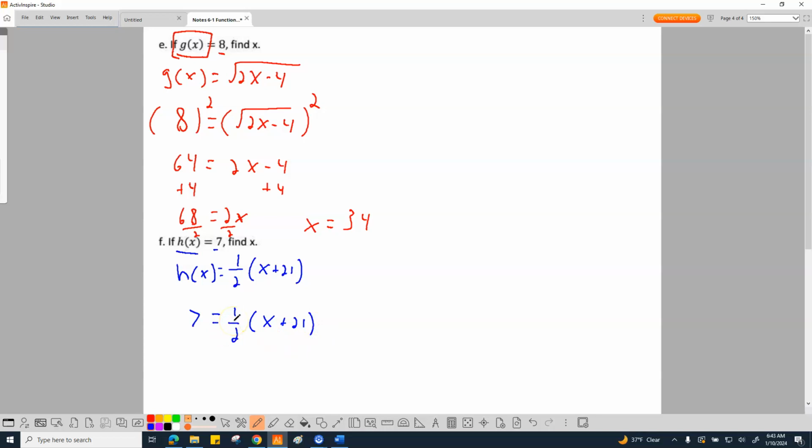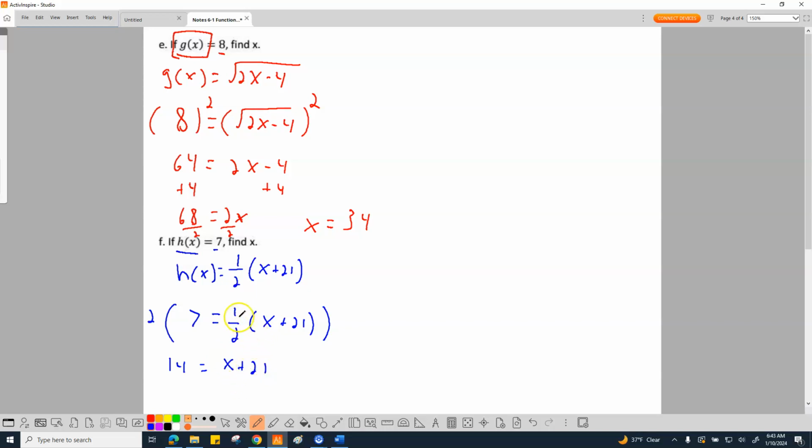Now what I got to do to get rid of this 1/2 is multiply by 2 on both sides to get rid of that fraction. So when I multiply by 2 on everything, essentially, I get 14 equals, that cancels out with the 1/2, x plus 21.